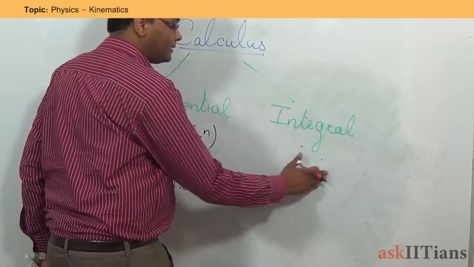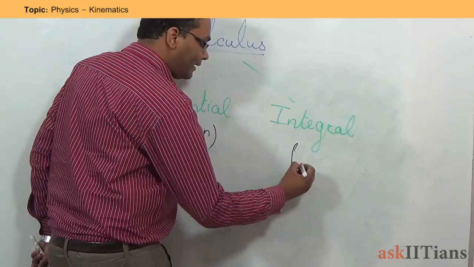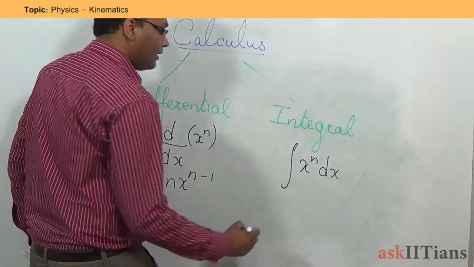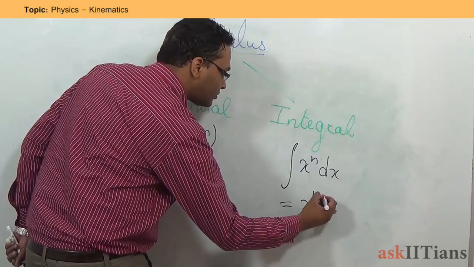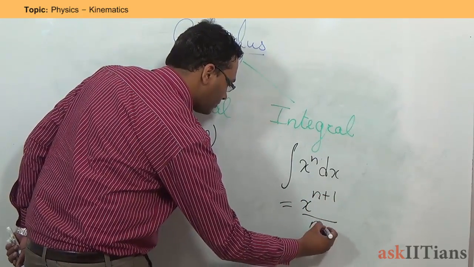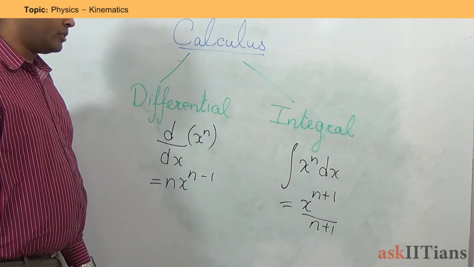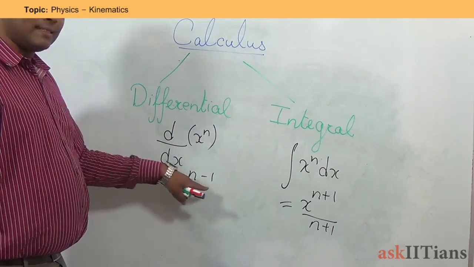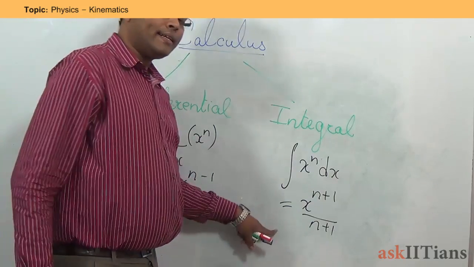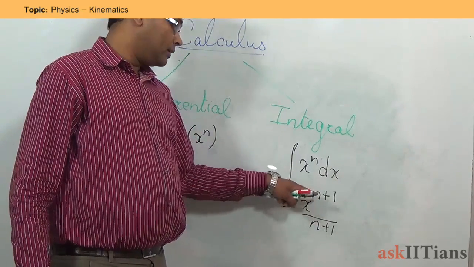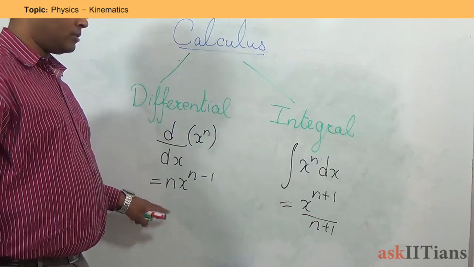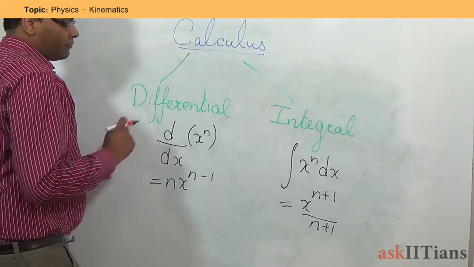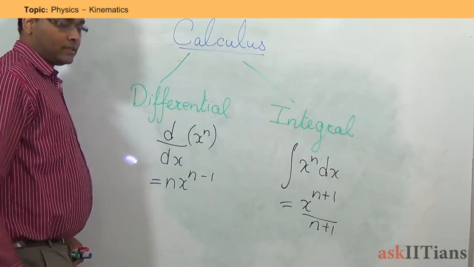Whereas when you talk about integration, the integral of x raised to the power n dx is going to be given by x raised to the power n plus 1 divided by n plus 1. Okay? So this is the subtle difference. Here you are differentiating, so the power n is decreasing by 1. Here when you are integrating, the power is increasing by 1. Here the power comes out, here the power comes down. This is the basic difference. Just take a note of these two formulae. We will now be utilizing these two formulae.